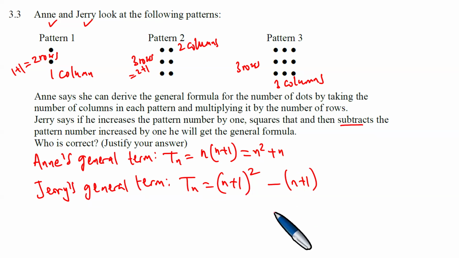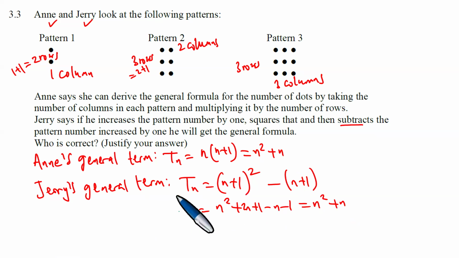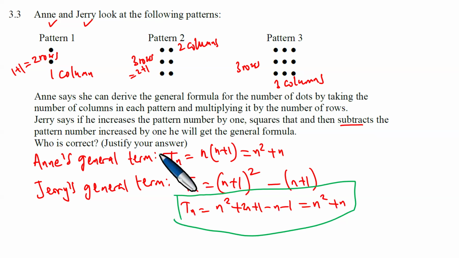Who is correct? If you look at Jerry's, n squared plus 2n plus 1 minus n minus 1, meaning it is n squared plus n. So who is the correct one here?